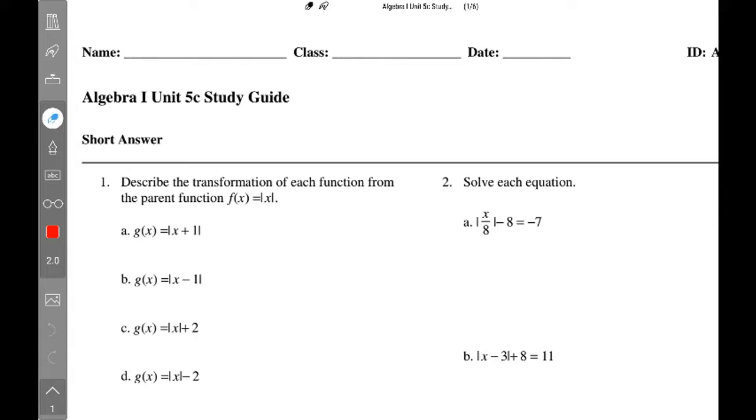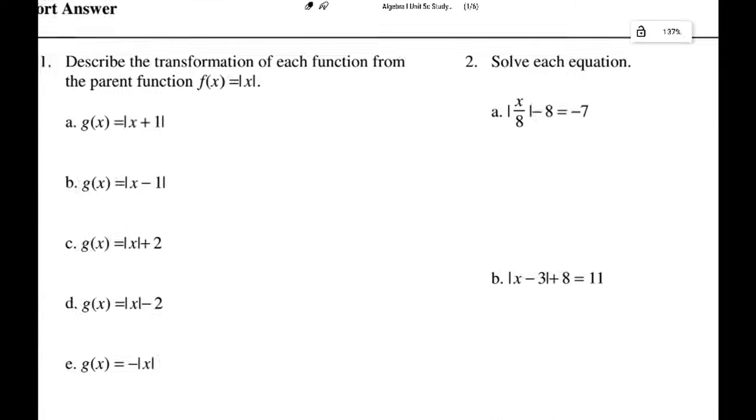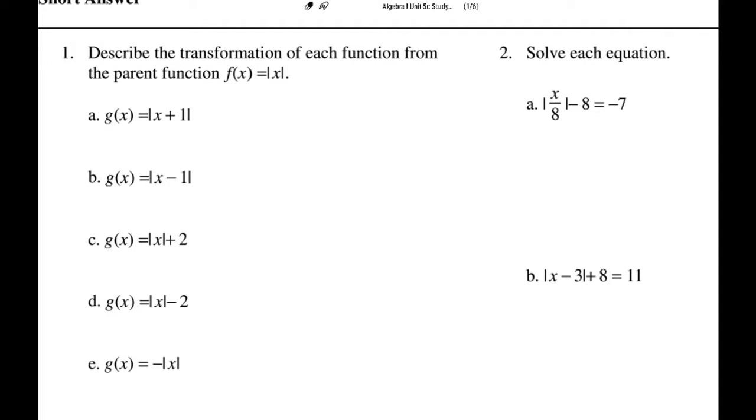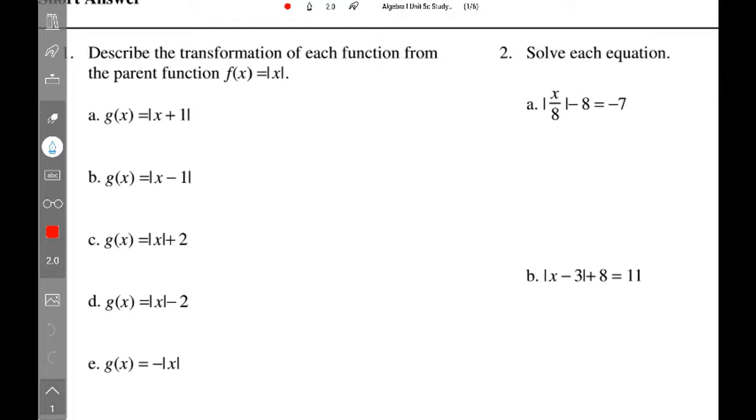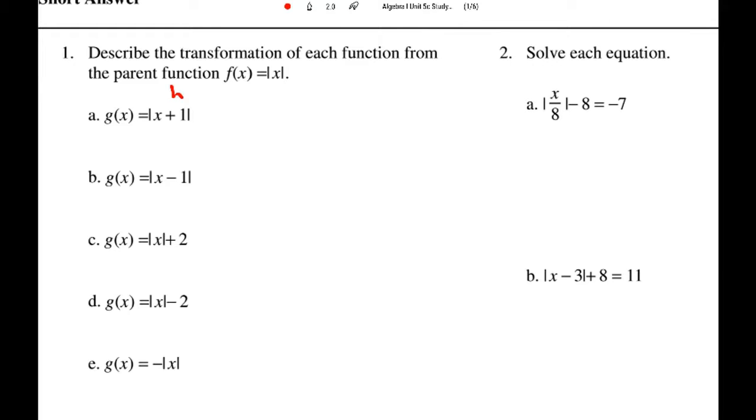Unit 5C Study Guide. Number 1, describe the transformations of each function to the parent function f of x equals absolute value of x. So if you look at part A, what's your h? It's 1. But remember your vertex is negative h, comma, k. What that means is whatever your h is, it's going to be the opposite of. So what's the opposite of plus 1 for h? Negative 1. And k is 0 because there is nothing outside of your absolute value.